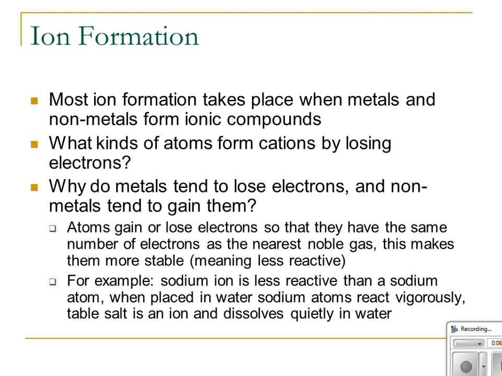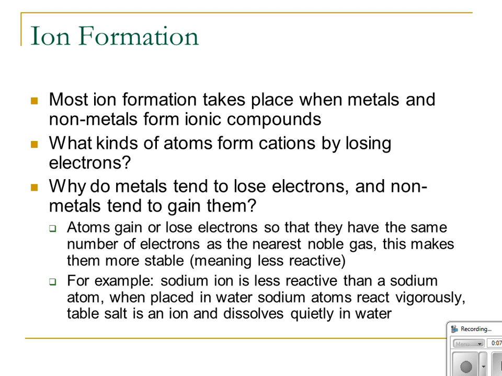Now, most ion formation takes place when metals and nonmetals form ionic compounds. What kind of atoms form cations by losing electrons? That's a question I want to pose to you. You should be thinking that if we're losing an electron, we're dealing with a metal that has a positive charge. Now, why do metals tend to lose electrons and nonmetals tend to gain them?